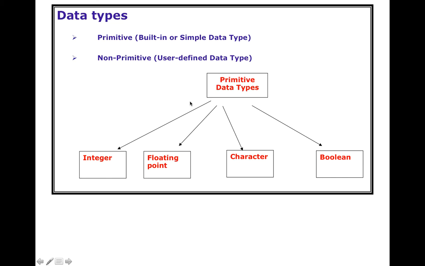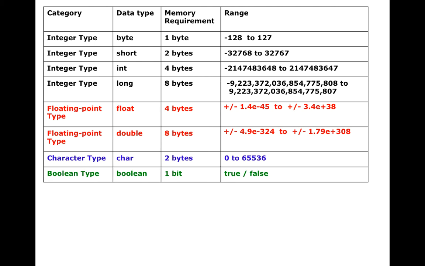Now, these are the categories of the built-in data type. And what you see over here are the names of the categories. They are not the names of the actual data types. So, the categories are integer, floating point, character, and Boolean. Okay. Now, I will show you a table of all these data types. In the first column, you see the name of the category. In the second column, the name of the data type. In the next column, memory requirement, and in the last column, range. So, as far as integer category is concerned, you have 4 data types: byte, short, int, long.